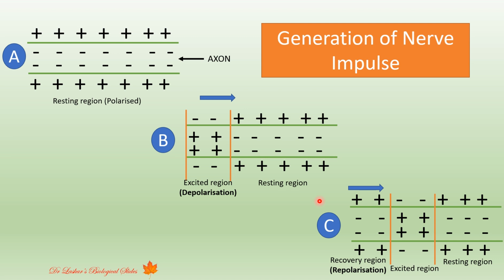So this is the general information about the propagation of nerve impulse or the generation of nerve impulse.